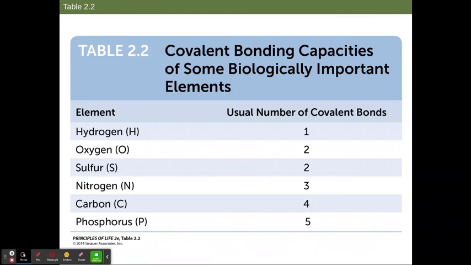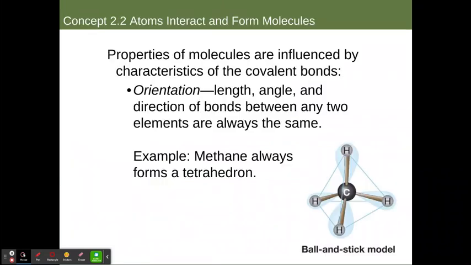Now, table 2.2 is going to show the covalent bonding capacities of some biologically important elements. This is on page 22 in your text. You're going to find the number of covalent bonds that each one can form, from hydrogen all the way up to phosphorus being 5.